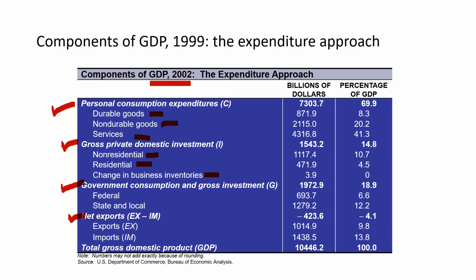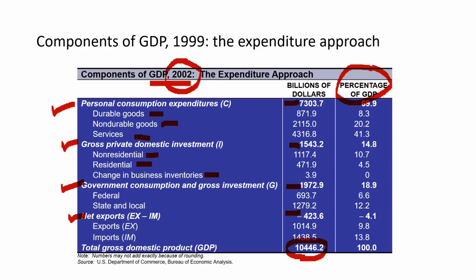Now these four components add up to the GDP in 2002. So to find the total GDP, we need to find the total of C, the total of I, the total of G, and the total of net exports. And we did that earlier. The second column is the percentage of GDP. The percentage of GDP shows how much each category contributes to the total GDP.